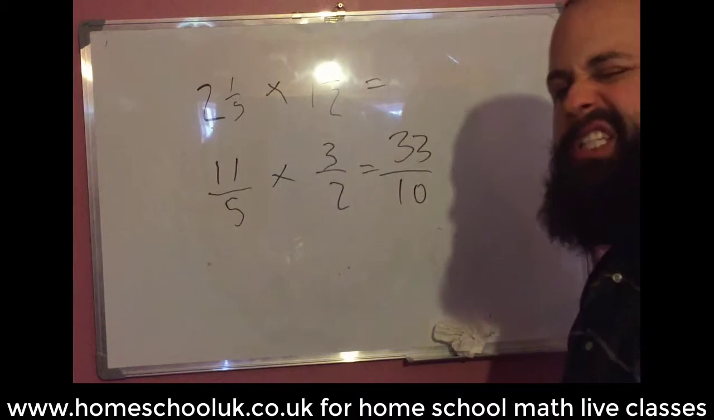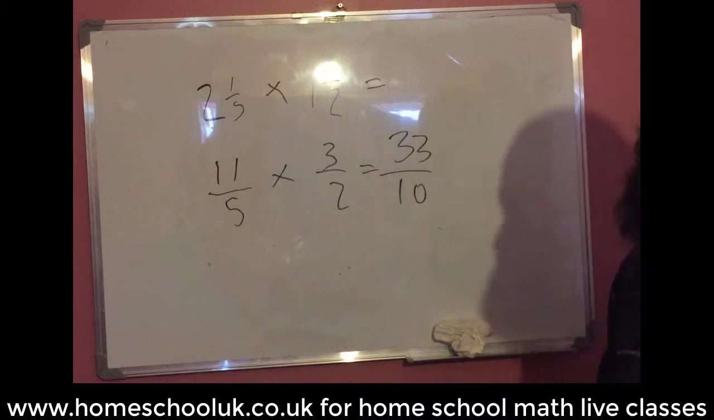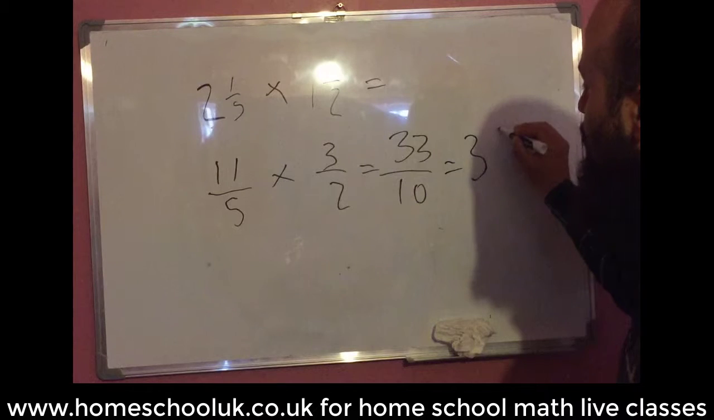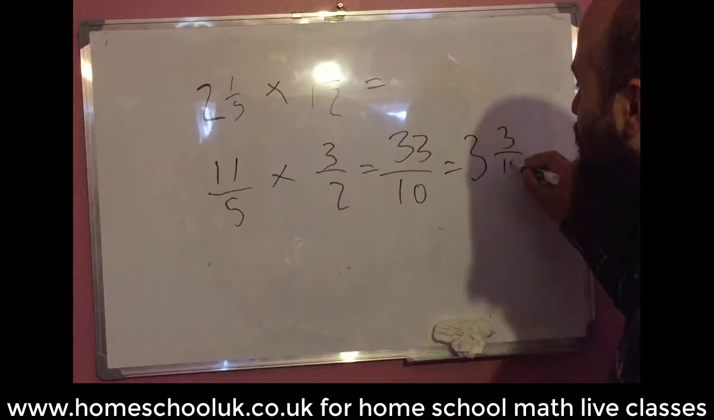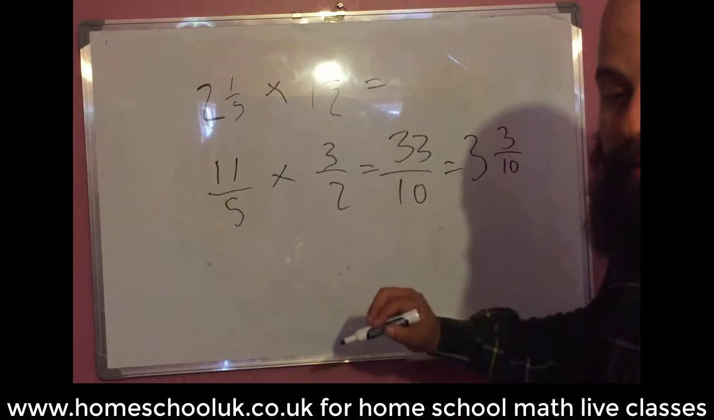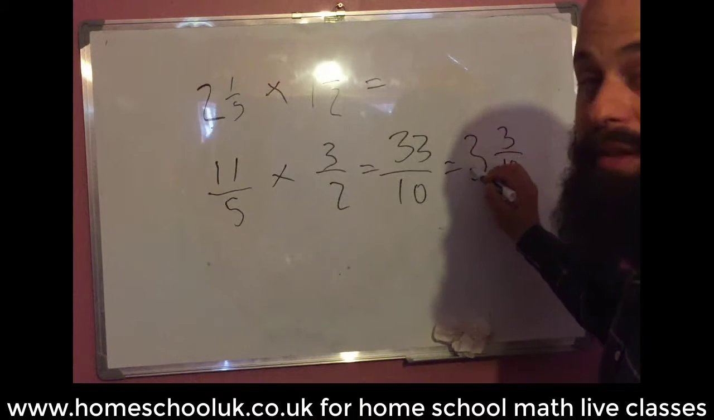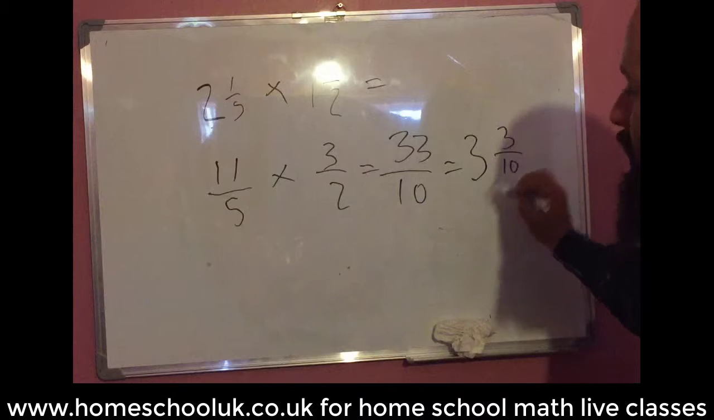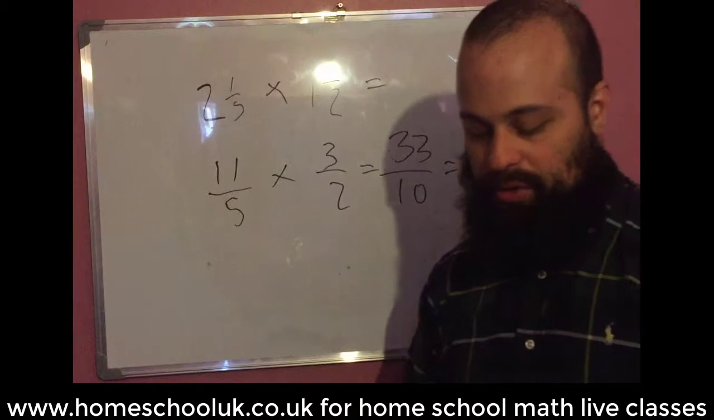That's your fraction. And change it to a mixed fraction if needs be. How many 10s in 33? 3. Remainder 3 out of 10. Remember, there's 10, 20, 30. There's 3 10s in 33. Remainder 3 over 10. That's your answer at the end.